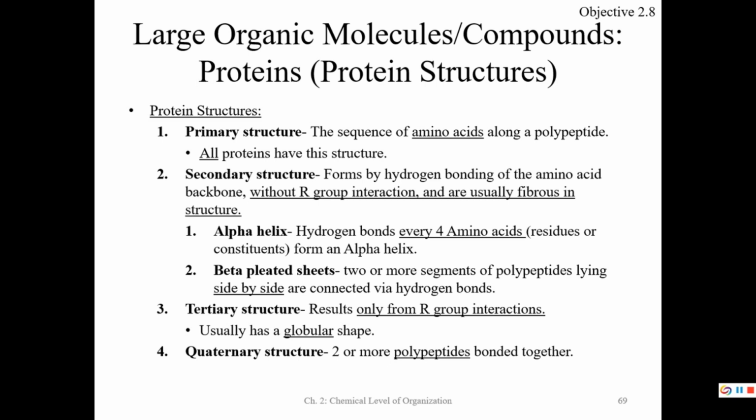Now, to get this down, we have to know that proteins can have 4 levels of structure. Some of them may have all of them. Some may have 2 of them. Some may have 3 of them. They may have all 4, or only 3, or only 2, but they have to have one. What they all have to have is primary.